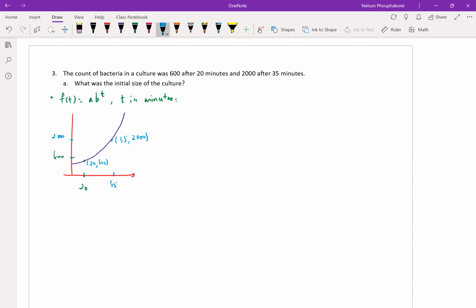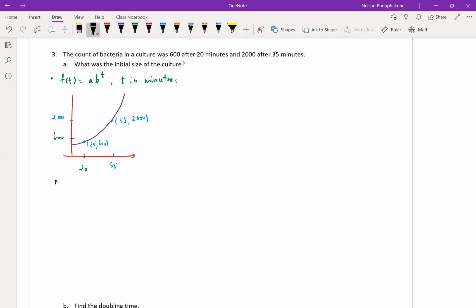If you go back to chapter 4.1, we have learned that if we have 2 points, how do we find the model, right? So this is what we are going to do now. Again, you should pause the video and try the problem, okay? So I set it up: f of 20 is equal to ab to the 20 equal to 600. Then f of 35 is ab to the 35 equal to 2,000.